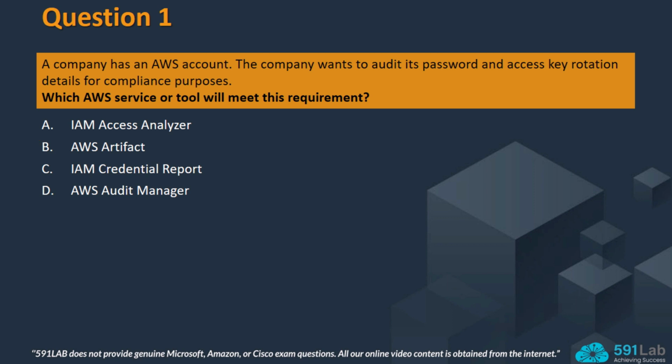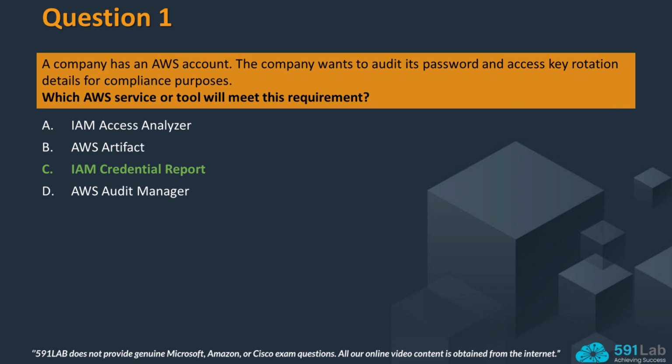Option C, IAM Credential Report. IAM Credential Report provides detailed information about the IAM users and their associated security credentials, including password and access key rotation details. This report can be generated periodically and used for auditing and compliance purposes. This is the correct answer.